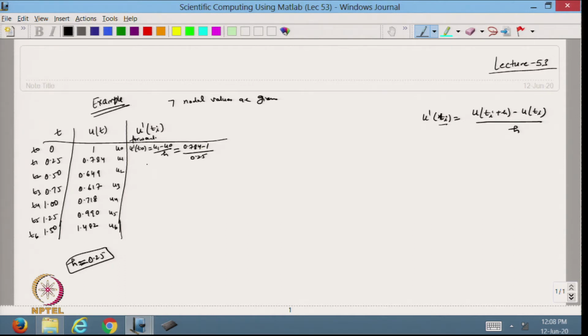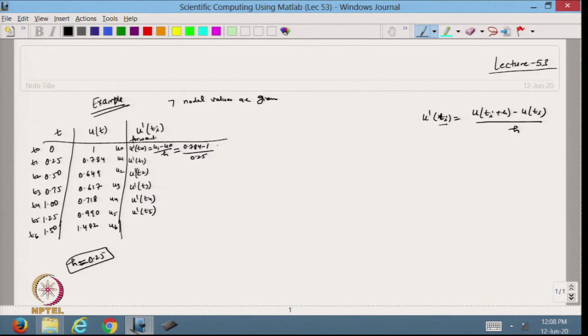Similarly, I can define the next ones. This is my u dash at t0, then u dash at t1, u dash at t2, u dash at t3, up to t5. I can go up to t5 only because I am using the values after that. If I want to find the derivative at t6, I cannot do that with the help of the forward operator.